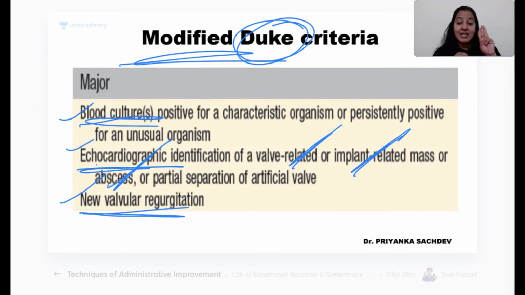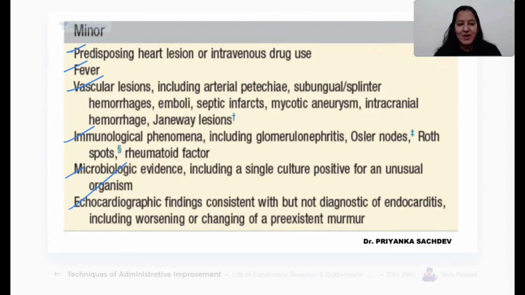Give me a thumbs up if you got it. These are the three major modified Duke's criteria for diagnosing infective endocarditis. What are they? Number one, blood culture positive for the organism. Number two, echo should show the lesion. Number three, new onset regurgitation on auscultating by stethoscope. These are the three criteria. Minor, you can read it by yourself.